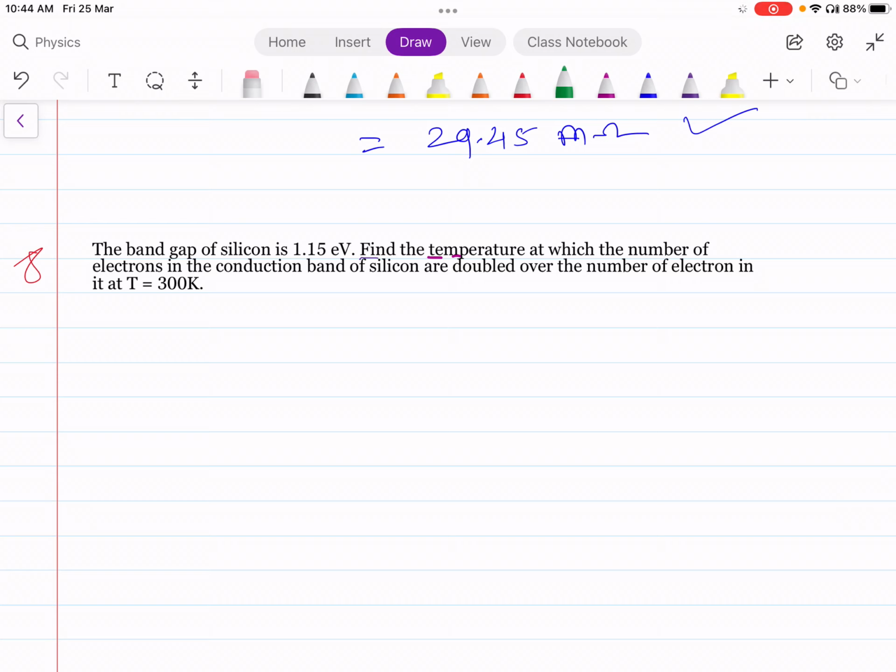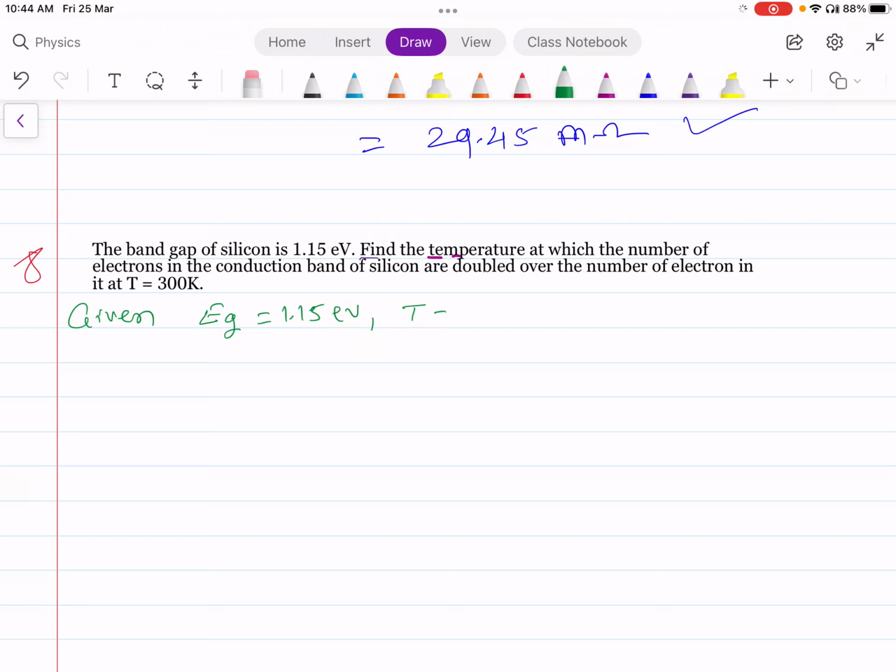Numerical number 8. The band gap of silicon is 1.15 electron volt. Find the temperature at which the number of electrons in the conduction band of silicon are doubled over the number of electrons in it at T equals 300 Kelvin. Let's write what is given here. Band gap of silicon is given, which is 1.15 electron volt.